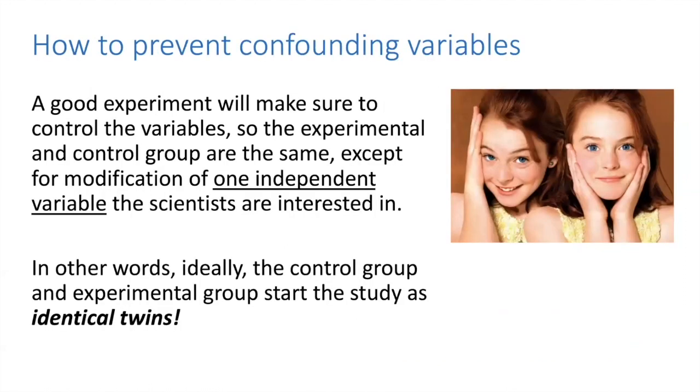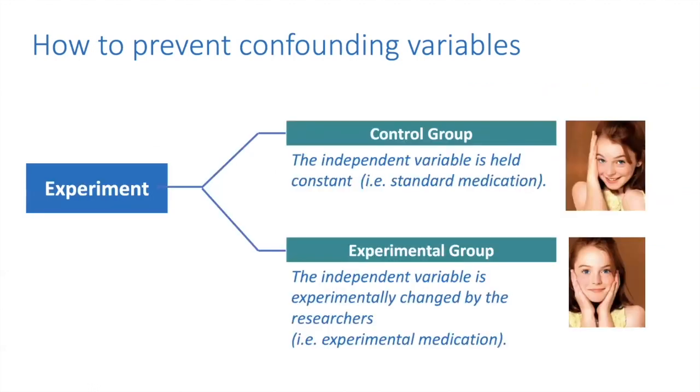So how do we prevent confounding variables? A good experiment will make sure to control the variables so the experimental and control group are the exact same, except for modification of one independent variable the scientists are interested in. In other words, ideally, the control group and experimental group start the study as identical twins with no differences between them.